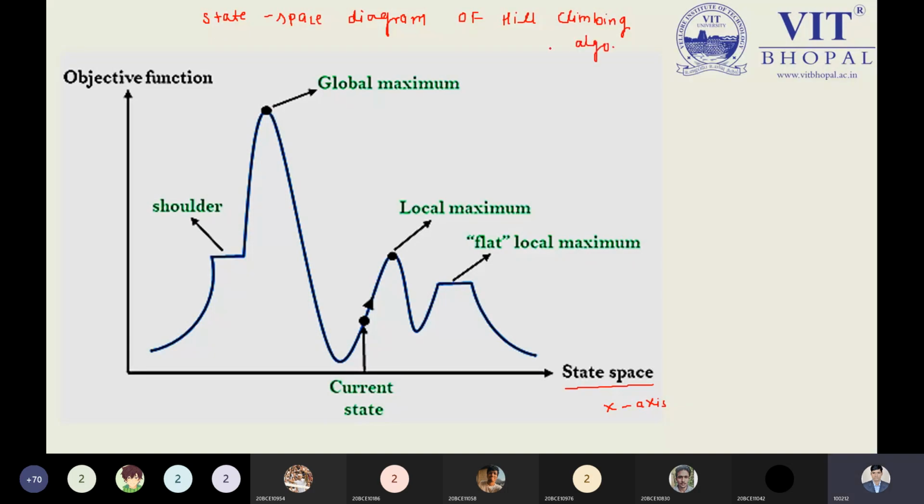So this is the point. Please keep in mind all the points. On the x-axis we have the state, that is, the configuration of our algorithm that we reach, and the y-axis denotes the values of the objective function.